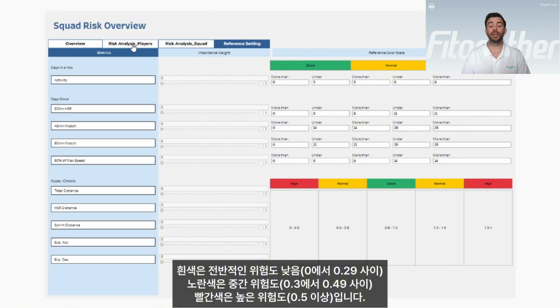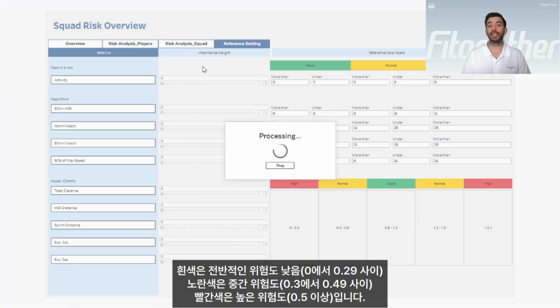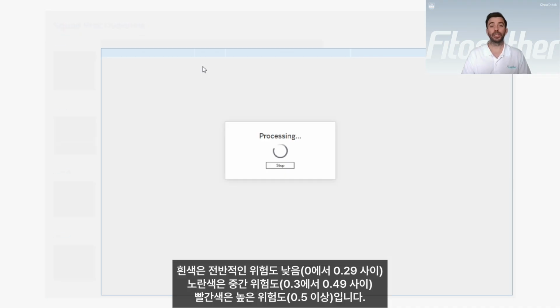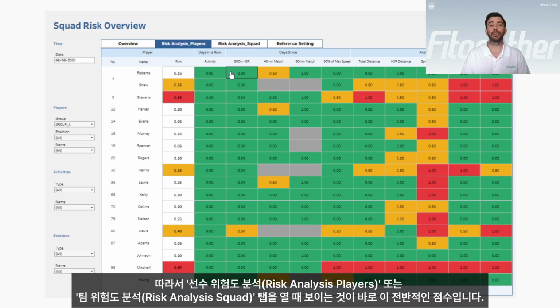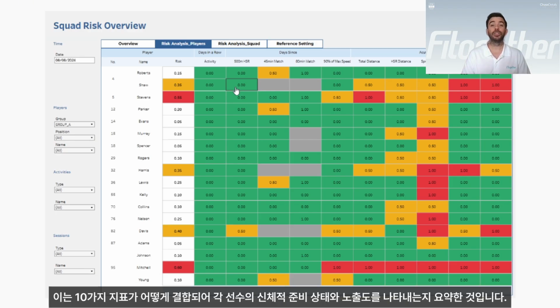We have white for low overall risk, between 0 and 0.29, yellow for moderate risk, between 0.3 and 0.49, and red for high risk, anything above 0.5. So when you open up the risk analysis players or risk analysis squad tabs, that overall score is what you're seeing. It's a summary of how those 10 metrics combine to indicate each player's physical readiness and exposure.